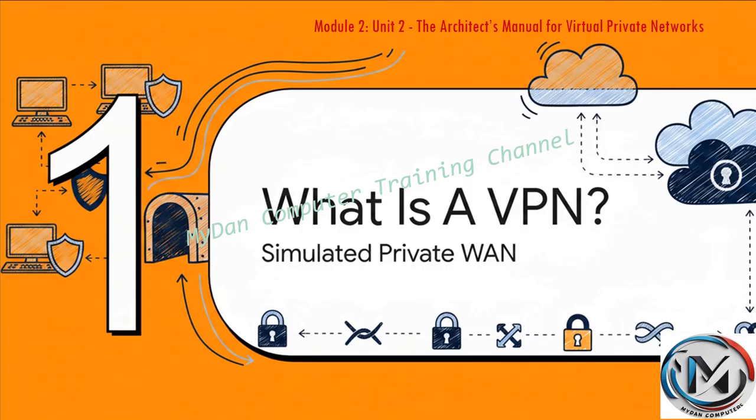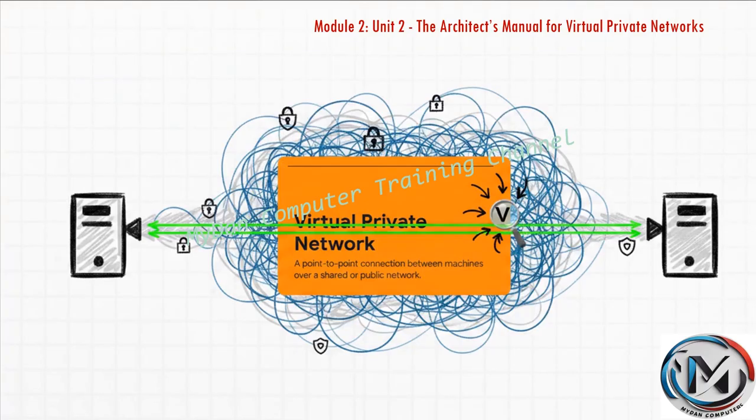What is a VPN? The simulated private WAN. So, a virtual private network is, at its core, a private, point-to-point connection between two machines or networks over a shared public network like the Internet. But here's the absolutely crucial part. We really need to emphasize the letter V here, virtual. It means your data is literally sharing the exact same physical wires and circuits as everyone else's public internet traffic. There's no super secret, dedicated physical cable just for you.